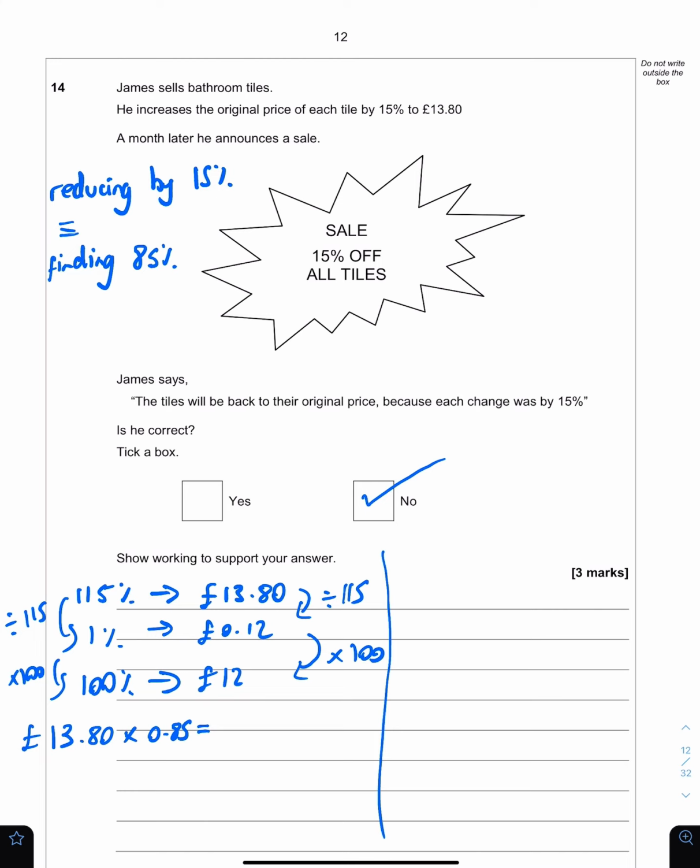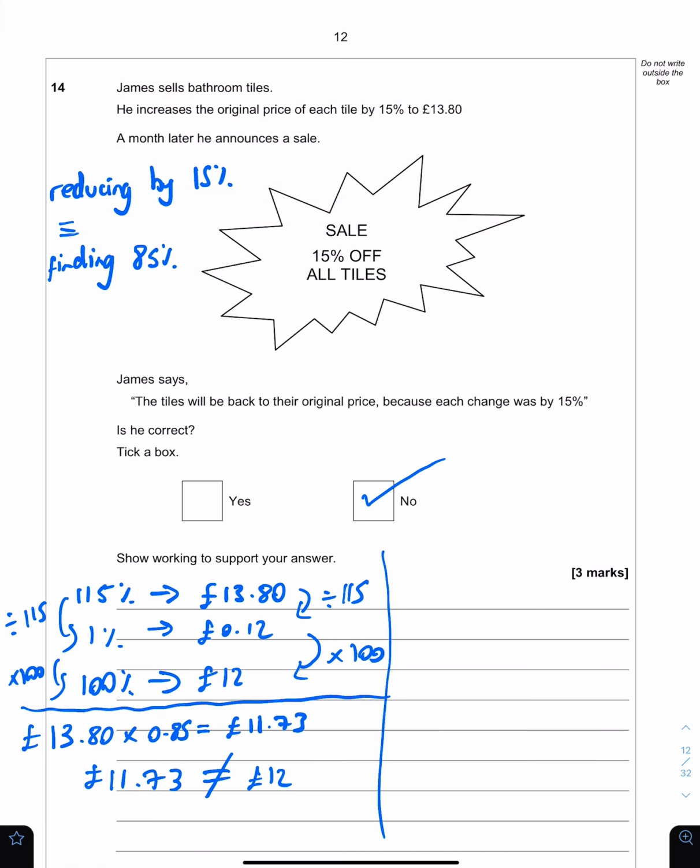And if James were correct, then what we should get is the same £12 that we got when we did it the first way. So we shall see. £13.80 times by 0.85, that is going to give £11.73. So that is the working to show that they're not the same, because £11.73 is not equal to £12. So then we'd say no.